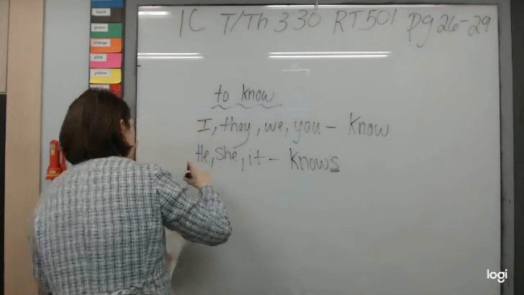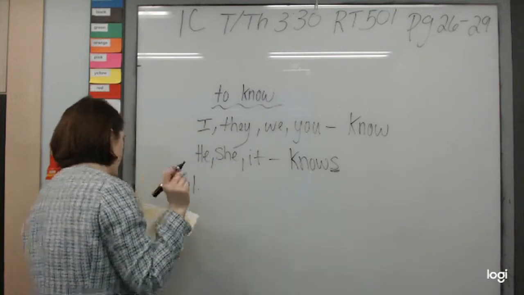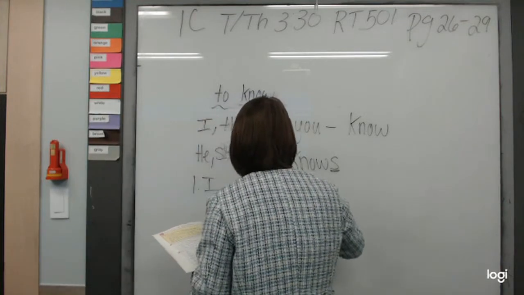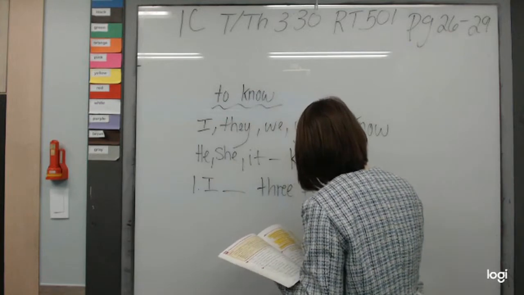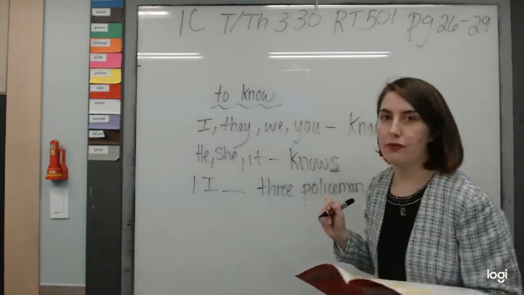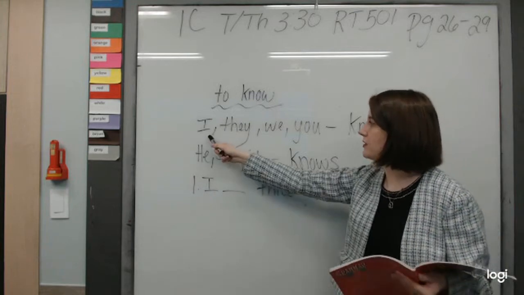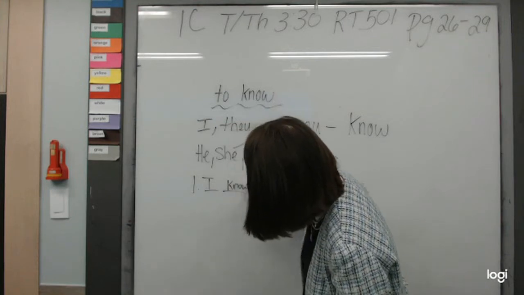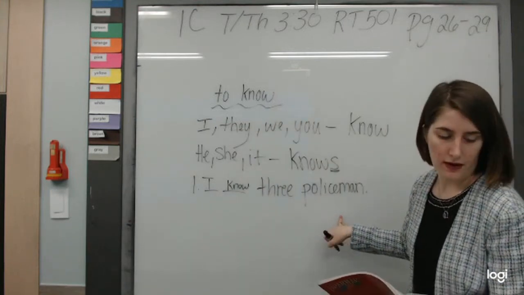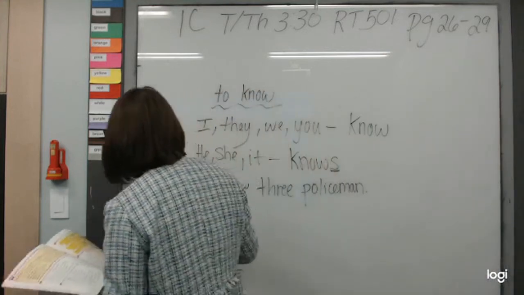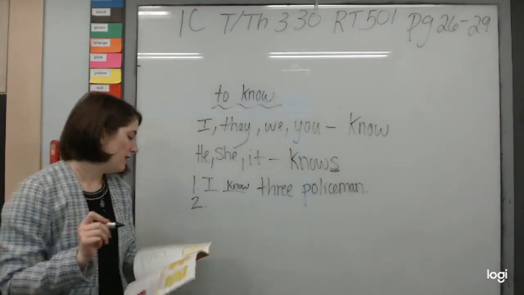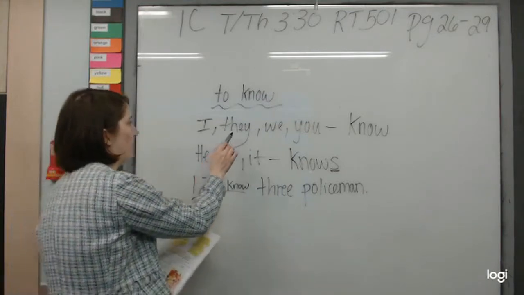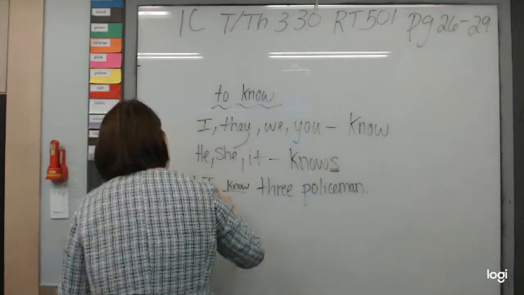So, with number one, we will do this together. I, 3 policemen. All right, do you remember the rule for I? Let's look up here. So I know. All right, I know 3 policemen. Okay, good. Number 2. They how to use a ladder. Well, let's look up here. What do we have? They know. So number 2, know.